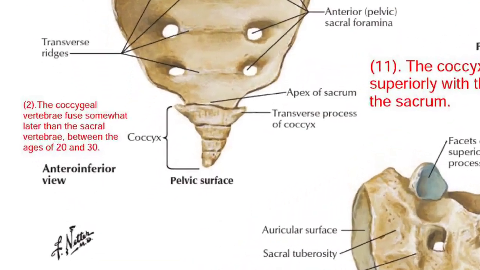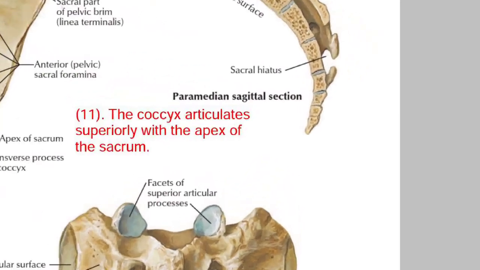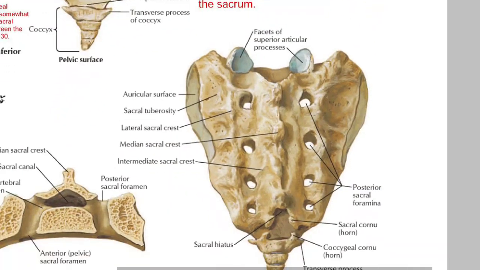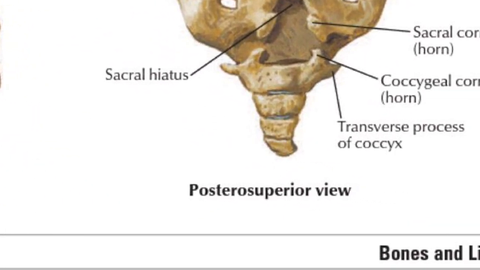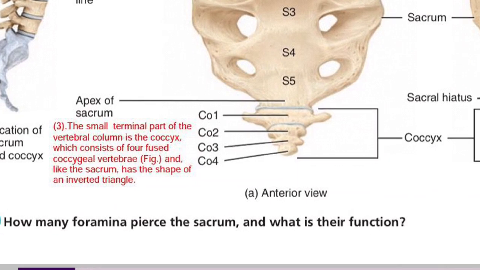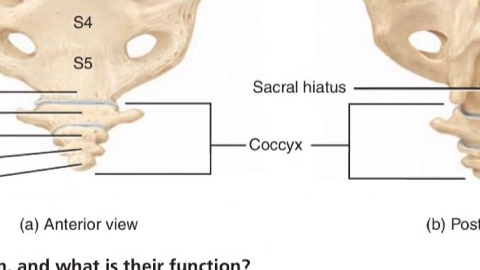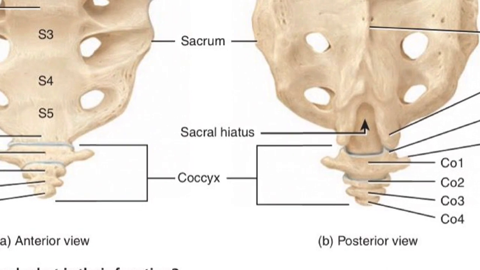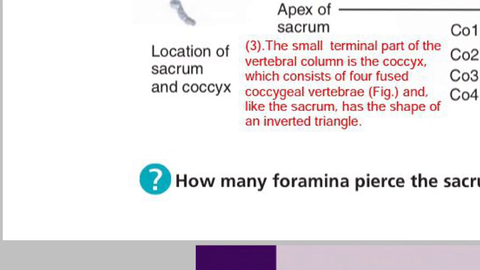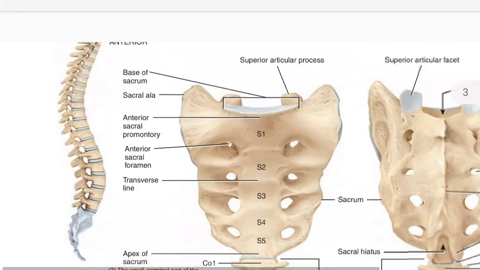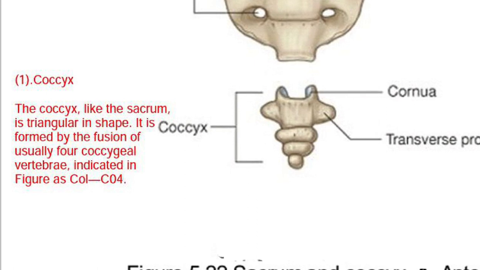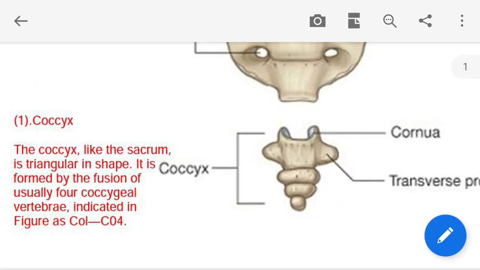Then in this figure, coccyx. This part is coccyx. This one, coccyx. Now in this figure, coccyx. In this figure, this part, coccyx. So now, starting with the first point, the shape of the coccyx.